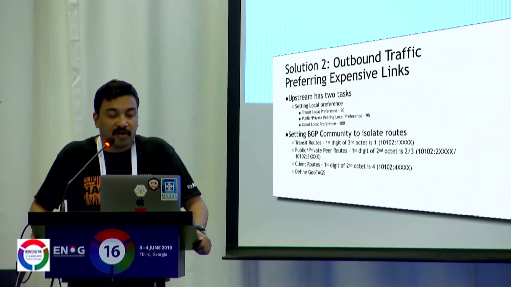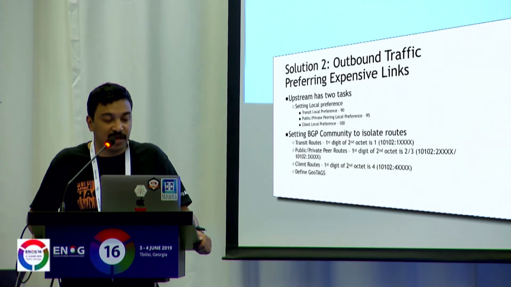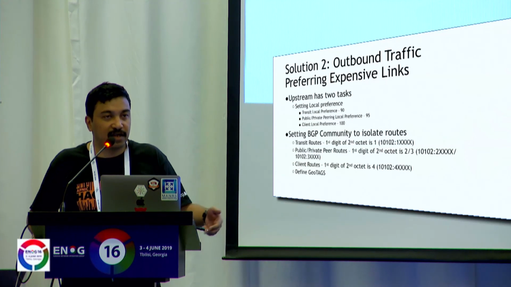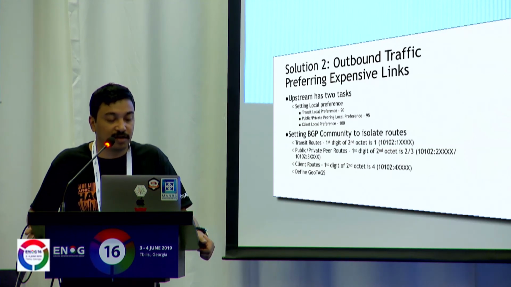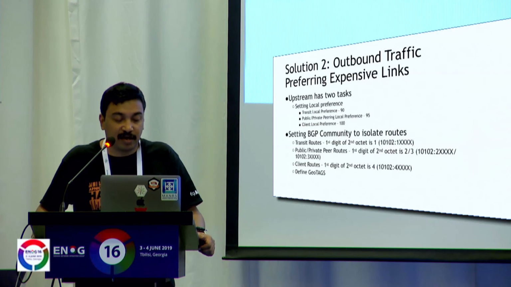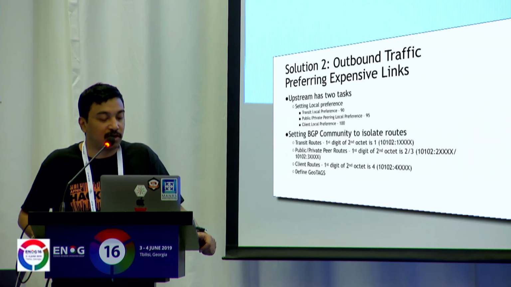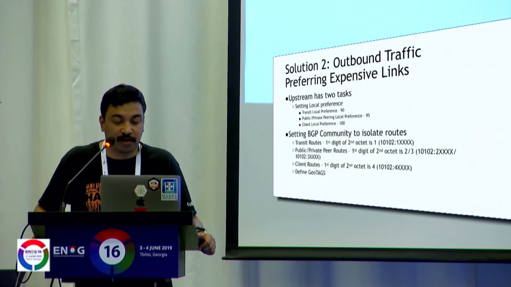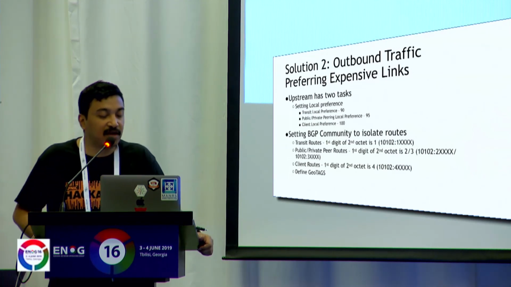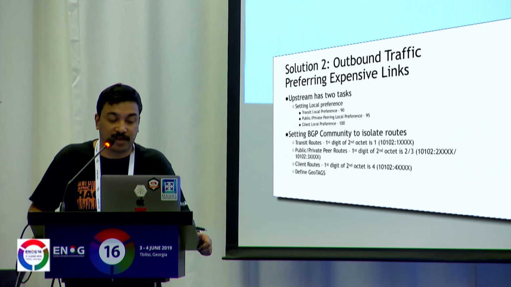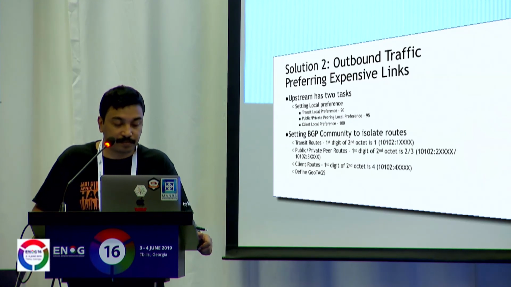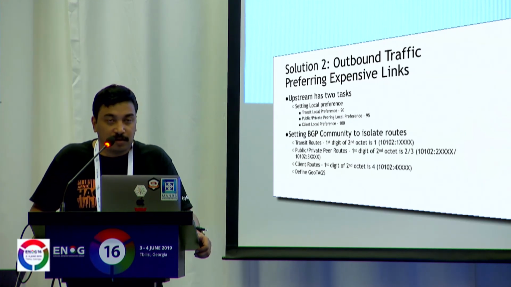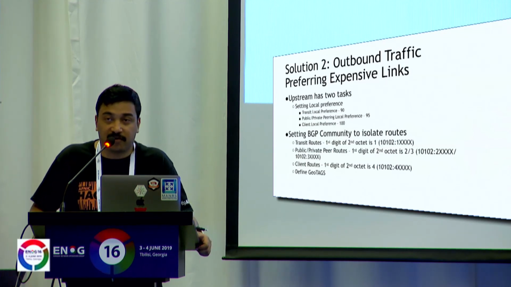Sometimes outbound traffic prefers expensive links, so the upstream provider has two different tasks: setting local preferences. For transit, you can set the local preference to 90. For public or private peering, you can set it to 95. And for the client routes, you can set it to 100. But how do you distinguish or isolate those different routes?